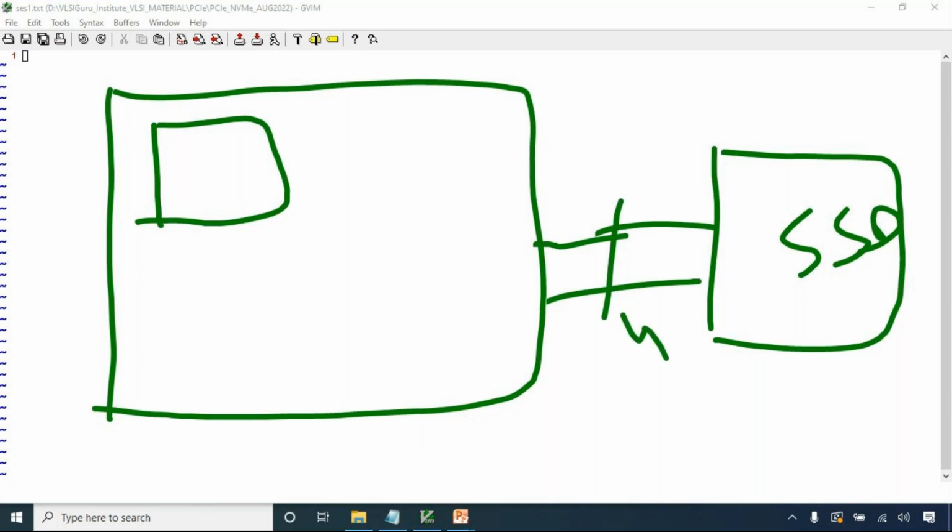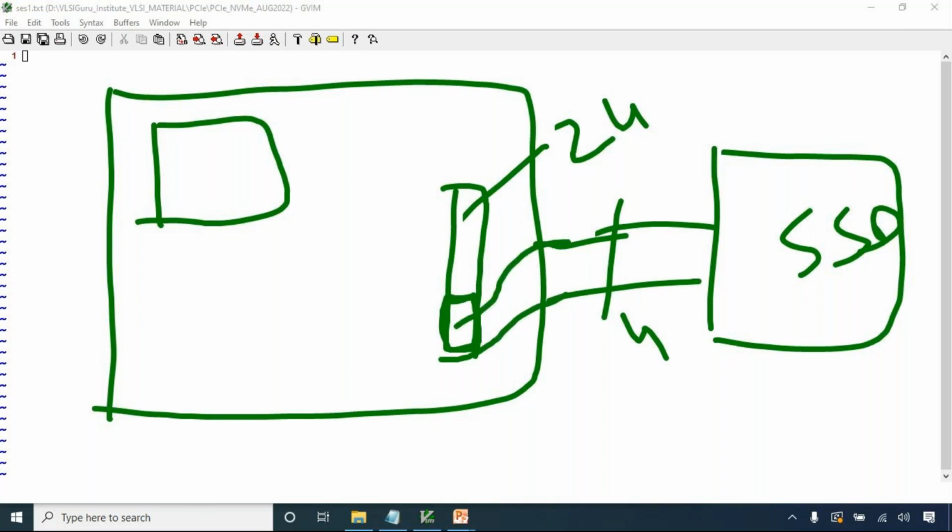So we would insert it into my motherboard. There will be a motherboard, let's say with PCI slots, let's say a 24-lane slot is there. I would connect it into 4 slots of my PCI. So I'm basically using PCI slots to connect my SSD device.